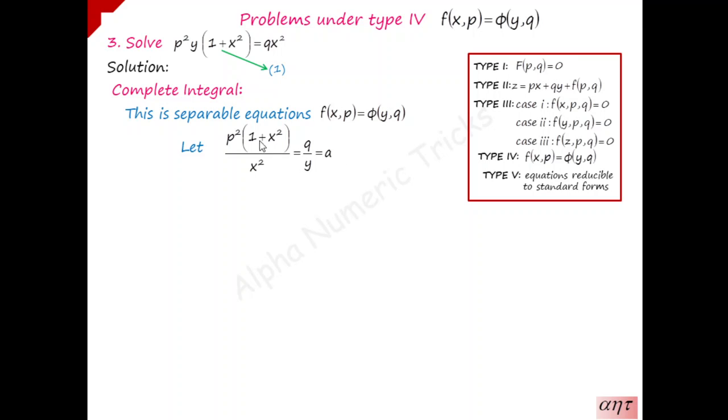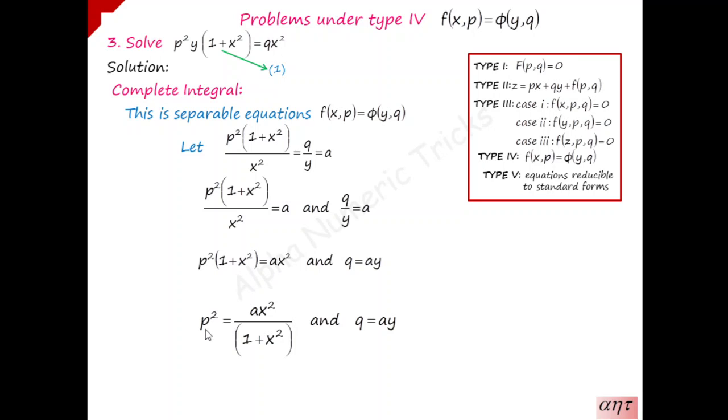After that, each term is equated to this constant. That is the procedure. So p squared into 1 plus x squared by x squared is equal to a, and q by y is equal to a. From this, we have to find the values of p and q. In this equation, p squared into 1 plus x squared is a x squared, and q is equal to a y. Now take the 1 plus x squared to the right hand side denominator, then we get p squared is equal to a x squared by 1 plus x squared, and q is equal to a y.